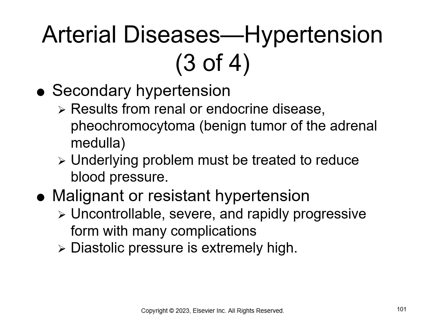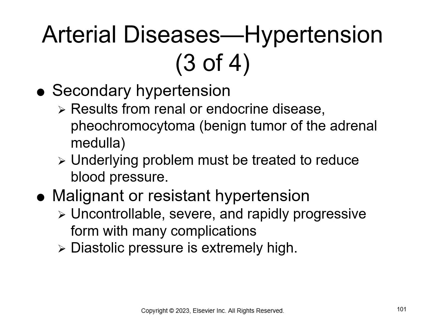Secondary hypertension usually occurs as a result of renal disease or endocrine disease, so things like nephrosclerosis or hyperaldosteronism. It can also be a result of pheochromocytoma, which is a benign tumor of the adrenal medulla, or sympathetic nervous system chain of ganglia. In this type of hypertension, the underlying problem has to be treated in order to reduce the blood pressure.